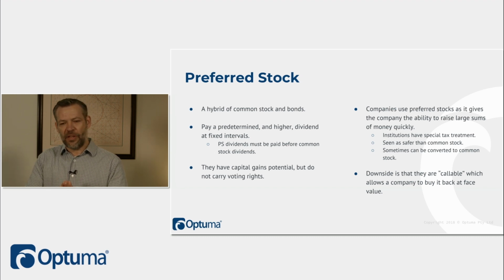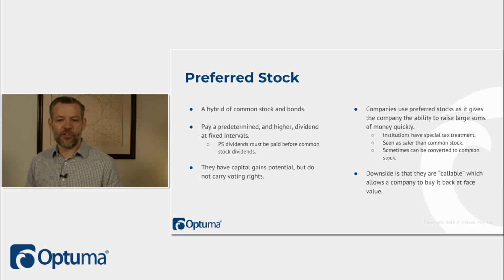So it's basically saying, come and invest $100,000 with us. We will pay you every 6 months 5% of what you invest, or whatever the number is. And then at the end of 5 years, we'll pay back your principal, is the way that works. And so it's a preferred stock. They have capital gains potential, but do not carry voting rights.